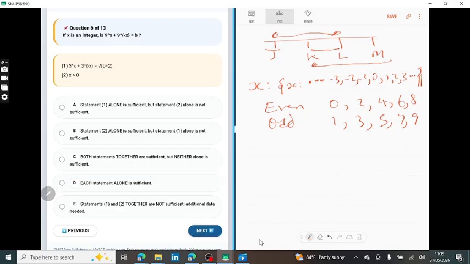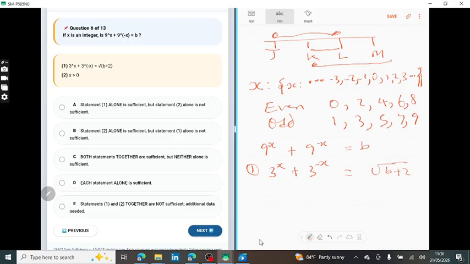Next, this question. It might be worth writing it clearly. It's something like 9 raised to the power s plus 9 raised to the power minus s equals b. So the question is... Statement 1 is 3 raised to the power s plus 3 raised to the power minus s equals the square root of b plus 2.